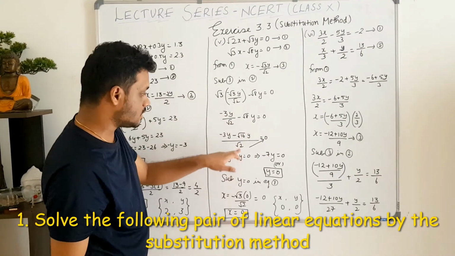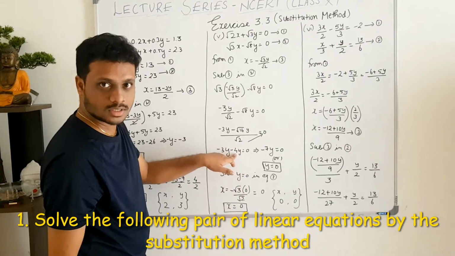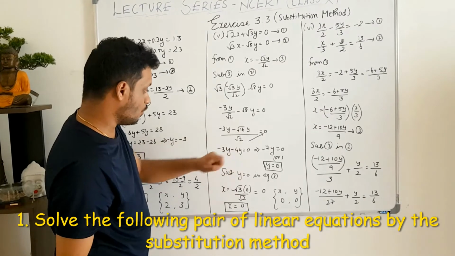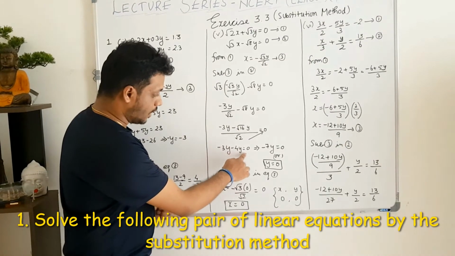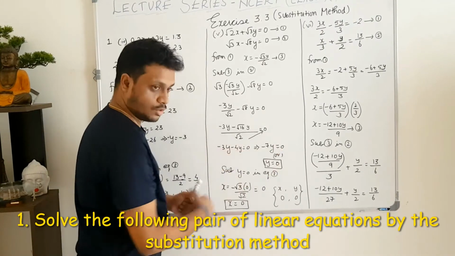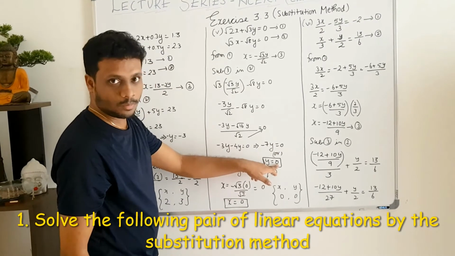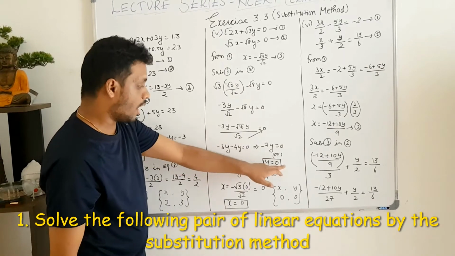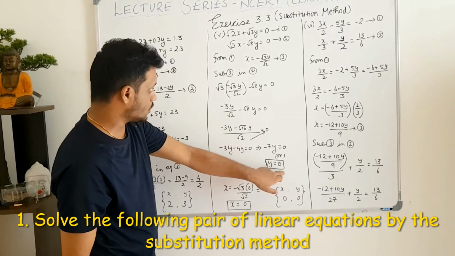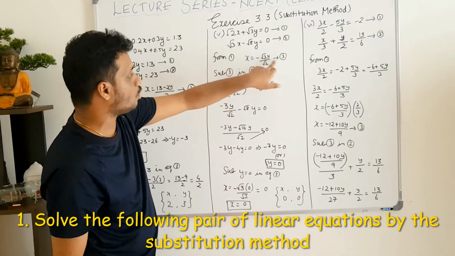We know root 16 is nothing but 4 because 16 is a perfect square. So it is going to be 4. So minus 3y minus 4y equal to 0. I will obtain minus 7y is 0, which otherwise means my y is 0. So the answer for y is 0. After obtaining my value of y is equal to 0, I substitute this in the third equation to obtain my x value.